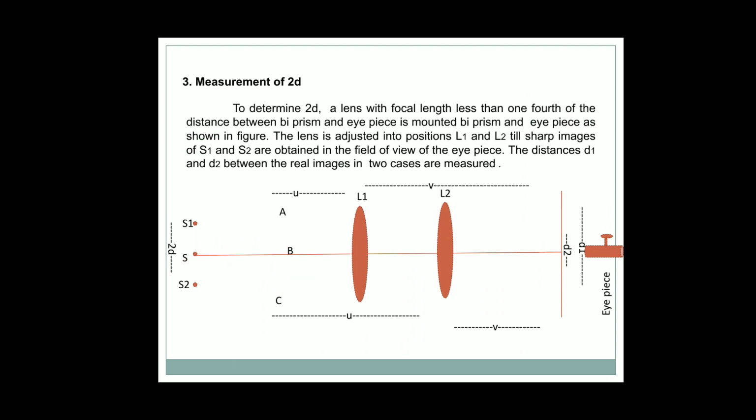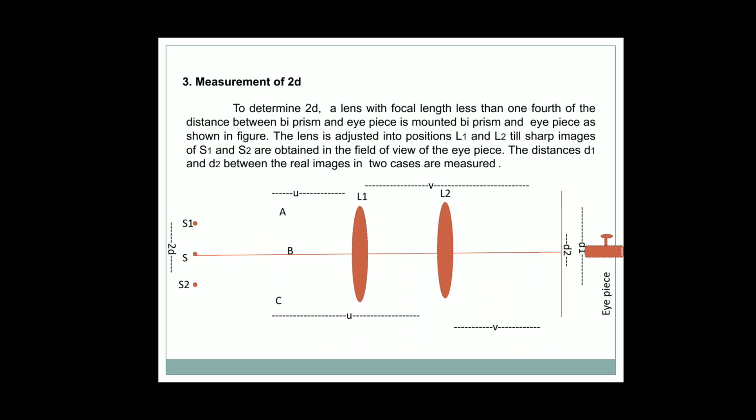What is 2d? We know 2d is the distance between the two coherent sources S1 and S2. To measure 2d, a lens of focal length less than one-fourth of the distance between biprism and eyepiece is required. It is mounted on one of the stands on the optical bench. If the lens is adjusted into two positions L1 and L2, sharp images of S1 and S2 are obtained and can be viewed by using the micrometer eyepiece.